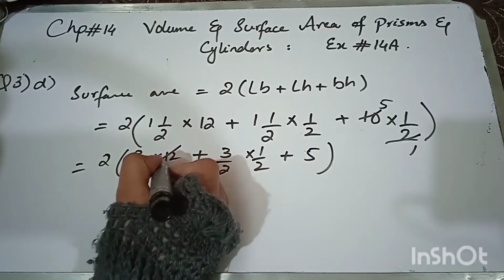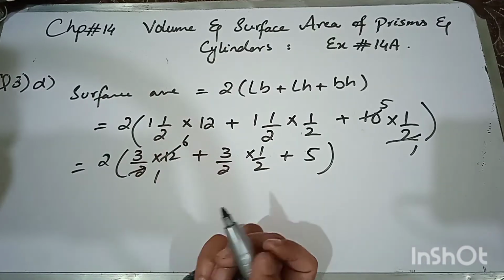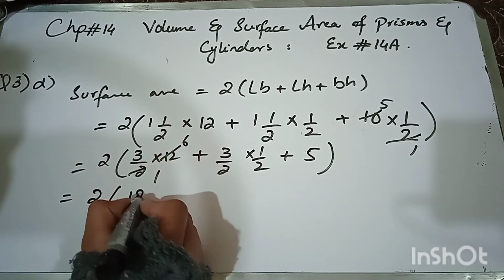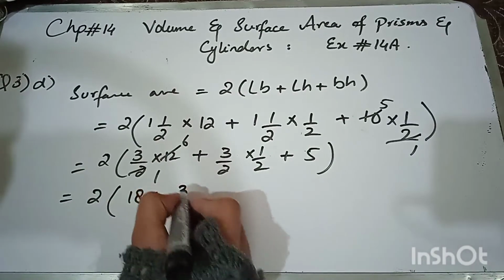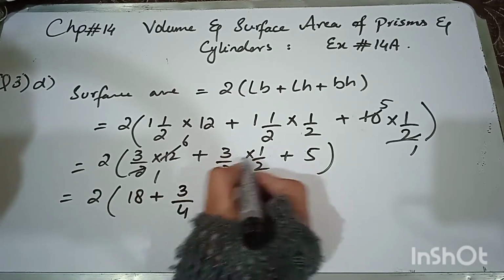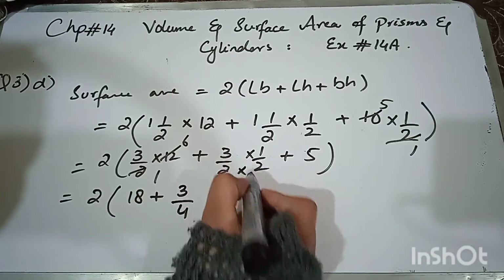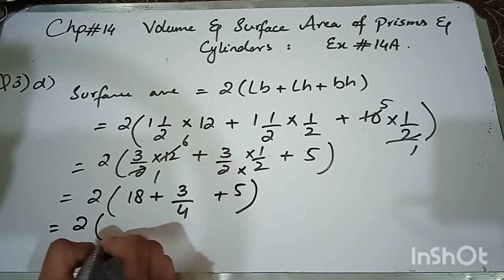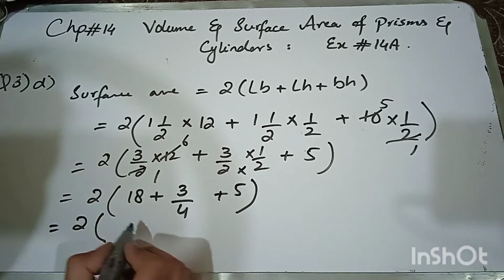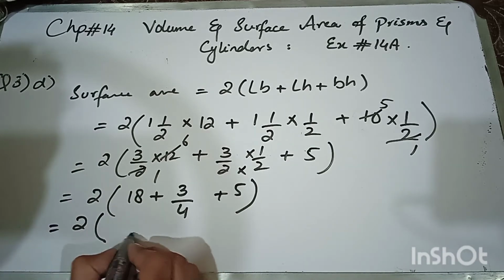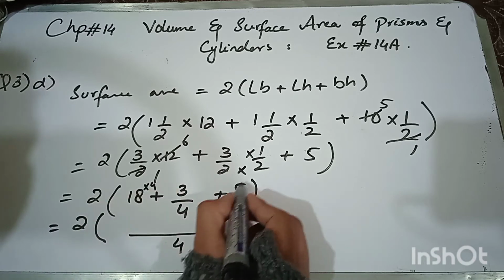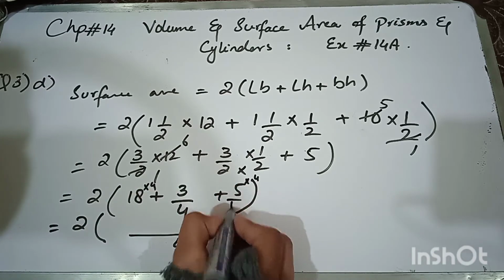We have two simplification here. 2 1s are 2, 2 6s are 12. So next is 2 into 6 3s are 18 plus 3 1s are 3, 2 2s are 4. न्यूमिनेटर से मल्टीप्लाई होगा, डिनोमिनेटर से, plus 5. Now we have to take the LCM. We have to multiply here. LCM is 4. 4 into 18 as well 4 into 5.